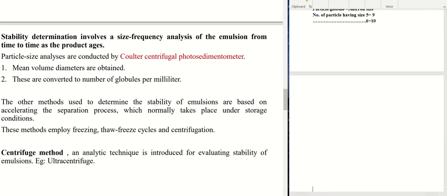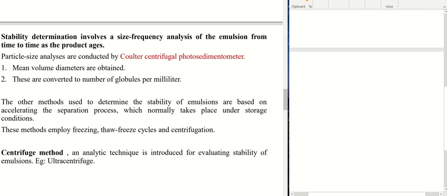Apart from the microscopic method, we do have another method by which particle size can be determined, which is the Coulter centrifugal photosedimentometer. So, let's see the principle involved in this method. The name itself indicates Coulter centrifugal photosedimentometer.